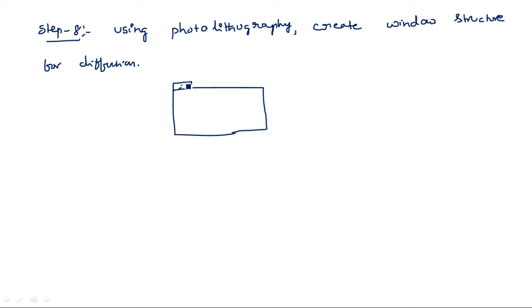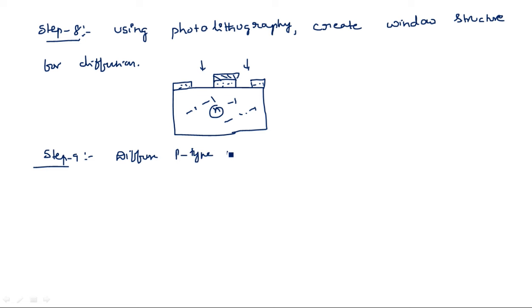So here we have the oxide layer as usual. At the center, now we have a polysilicon layer. Under that, we have a thin oxide, again an oxide layer, and the n-type substrate. Now we need to diffuse P here and P here. So step 9, diffuse P-type region, nothing but trivalent impurities.